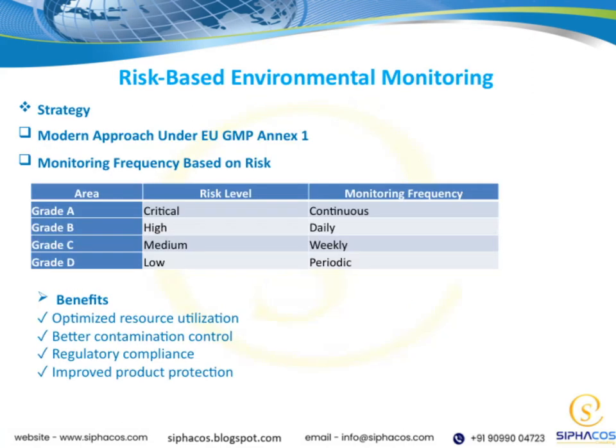Let's talk about the benefits of a risk-based environmental monitoring strategy. It helps us use resources more efficiently, focusing effort where it matters most. It also improves contamination control, which protects the product and ensures we meet strict regulatory standards. The table shows how monitoring frequency changes with risk level. For example, grade A areas, which are critical, require continuous monitoring. Lower risk areas, like grade D, are checked periodically. This approach aligns with the latest EU GMP Annex 1 guidelines, making our processes smarter and safer.